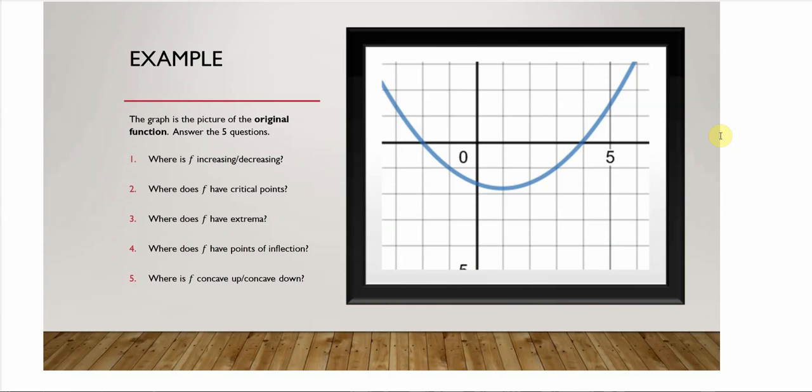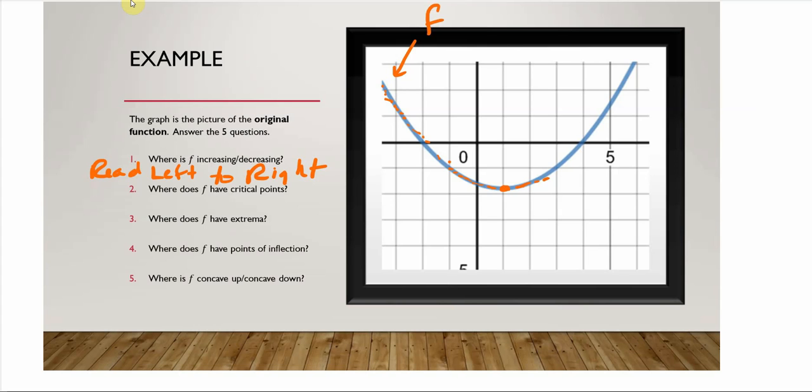In this picture, we're going to assume this graph here is given to us, and this graph is the picture of f. All right. So they want to know where f is increasing and where f is decreasing. Well, we read from left to right. As I go from left to right, I am decreasing, decreasing, decreasing, up to this point. And then what happens after that? Then I start to increase.